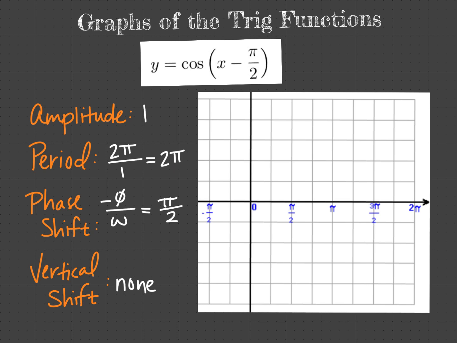Hey, that sounds like the original cosine graph. It is. Really, the only thing different from the parent function here is this phase shift. So let's just sketch the graph of the cosine of x, which is the one with amplitude 1 and a period of 2 pi. So we're going to have our 5 main points. For cosine, we start up at 1, go down to 0, down to negative 1, back to 0, and back up to 1.